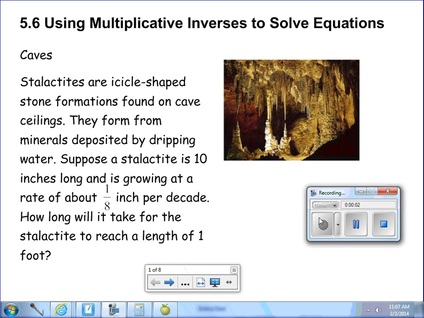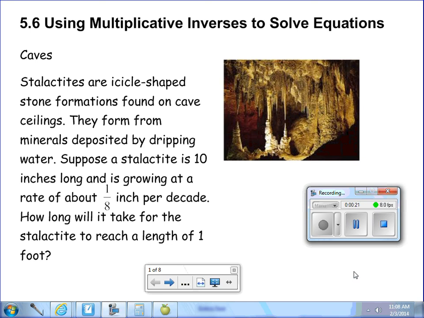In this lesson, we're going to be using multiplicative inverses to solve equations. I'm going to introduce this lesson with a word problem that we'll come back and solve, talking about caves.